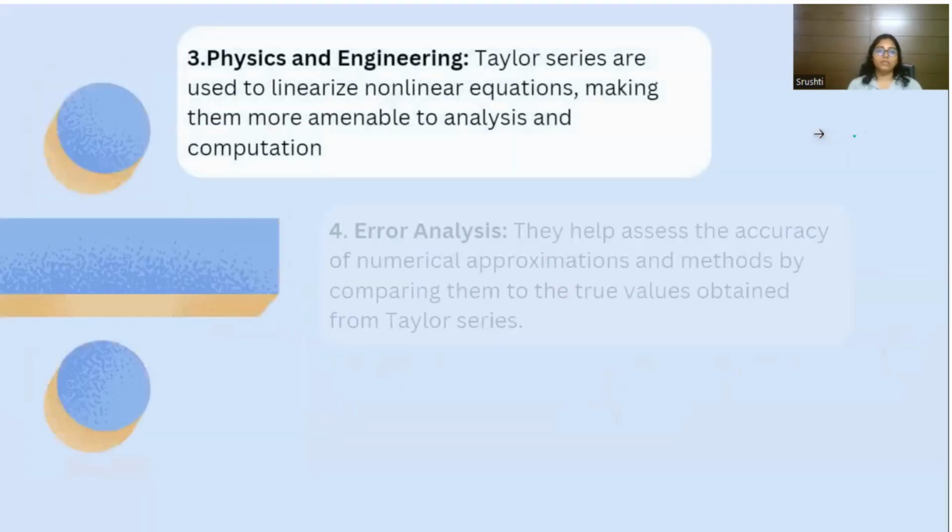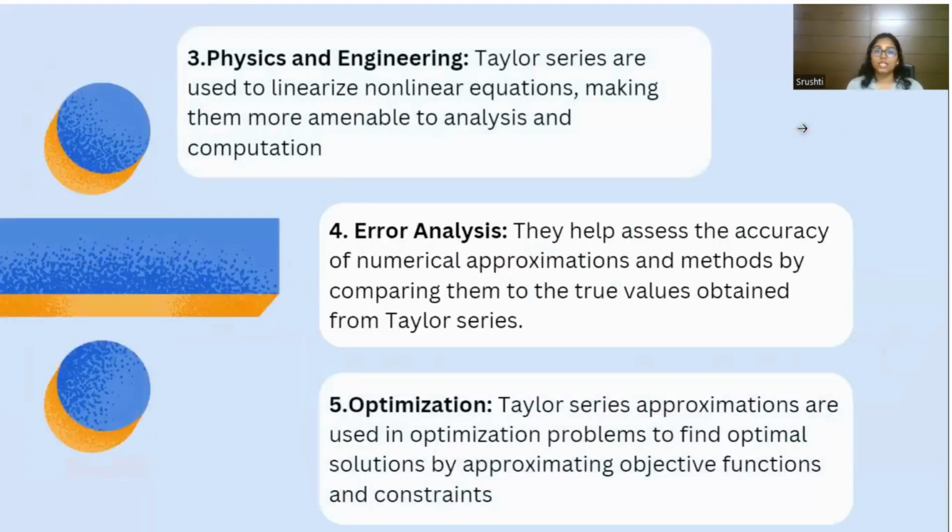Moving on to the third application, physics and engineering. Taylor series is used in physics and engineering. It is also used in error analysis and optimization. It is also used in computer graphics and image processing. The third application of Taylor series is physics and engineering. Taylor series are used to linearize non-linear equations, making them more amenable to analysis and computation.